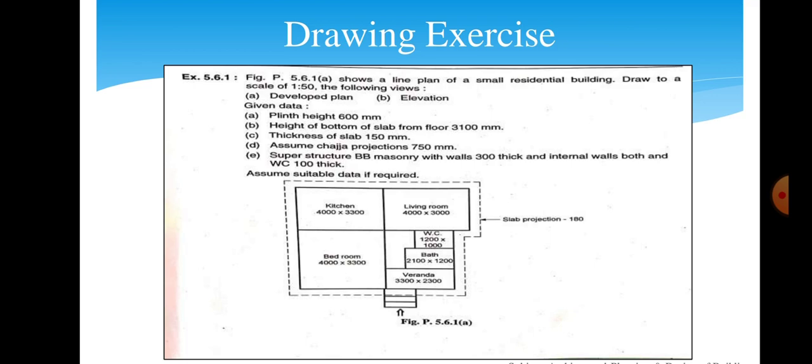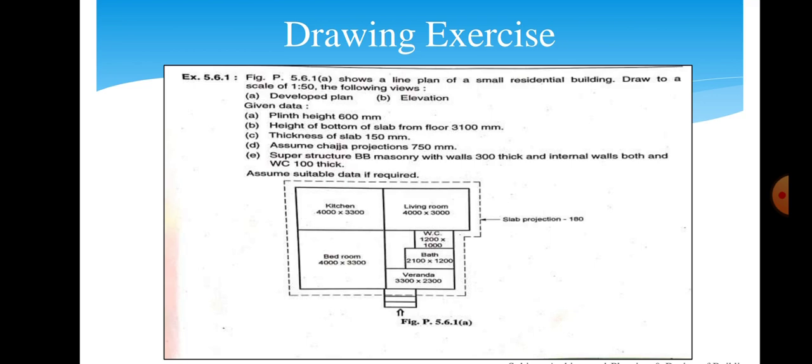The data they have given is: plinth height is 600 mm, height of bottom of slab from floor is 3100 mm, thickness of slab is 150 mm, assume the chhajja projection as 750 mm, and superstructure of burnt brick masonry with walls 300 thick, and internal walls, both bath and WC, 100 mm thick.